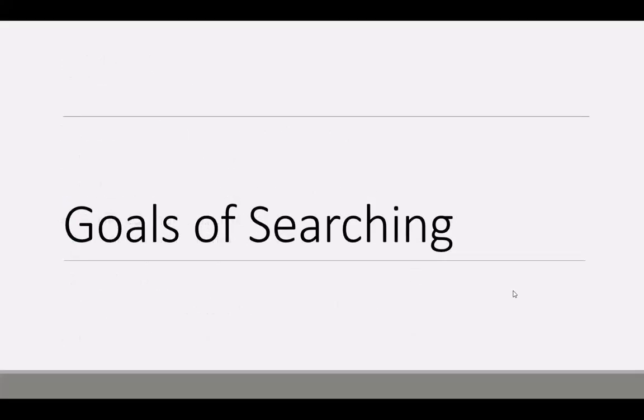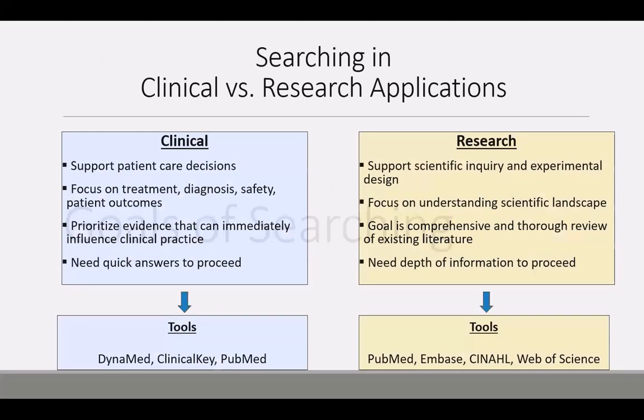All right. So the goals of your searching. When you're searching for clinical or research applications, you're going to have a different need and a different focus, and you may use a different tool. If you're searching for a clinical application, you're trying to support a patient care decision. You're going to be looking for information that's focused on somebody's treatment, diagnosis, patient outcomes, and you're going to be looking for evidence that you can immediately use to influence your clinical practice. So you need quick answers. So the good tools to use for that are going to be probably Dynamed and Clinical Key, and PubMed plays a role in that as well.